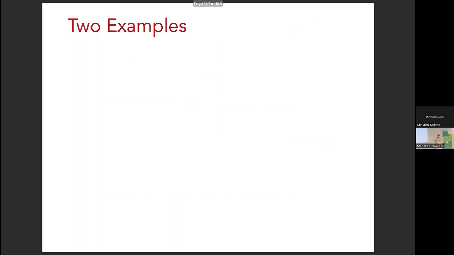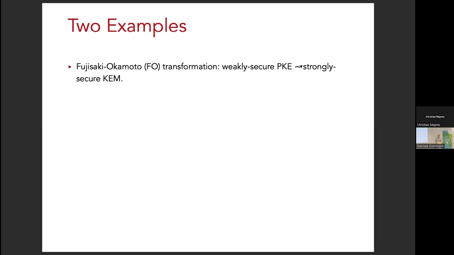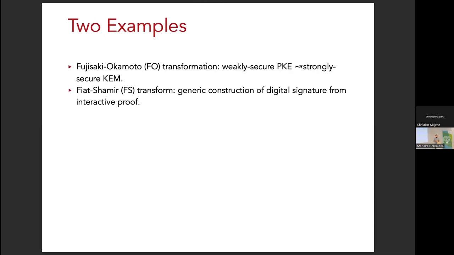Now, as a last little extra, I want to give two examples where this kind of post-quantum security in an idealized situation is important. The first one is the so-called Fujisaki-Okamoto transformation, which is a generic recipe for how to upgrade the security of a basic public key encryption scheme to a strongly secure key encapsulation mechanism. I mean, the original Fujisaki-Okamoto transformation was constructing just another PKE, but a variant of it can be used to construct a key encapsulation mechanism. Another example is the Fiat-Shamir transformation. This is also a generic construction of a digital signature scheme based on an interactive proof system of a certain kind.